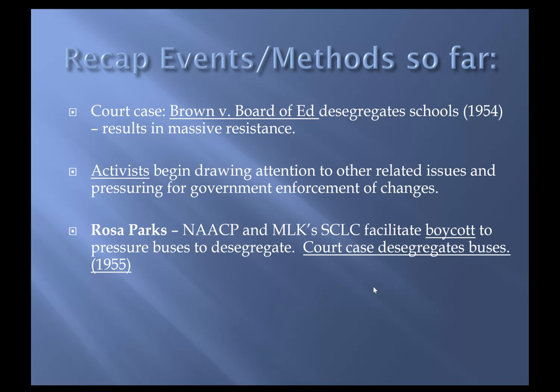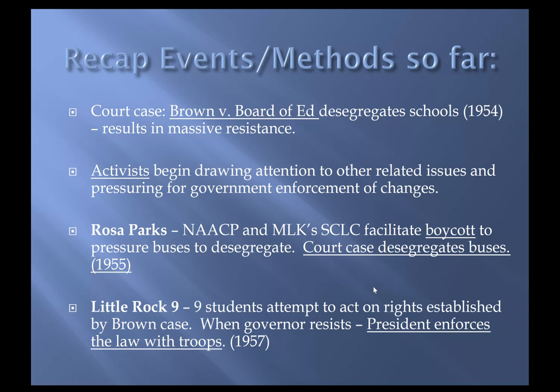So we saw that with Rosa Parks, whose activism with the NAACP and Martin Luther King's organization. He actually creates his own organization called the SCLC, Southern Christian Leadership Conference, to bring churches together in the South. They facilitate a boycott to pressure buses to desegregate. And then the court case desegregates the buses, right? That other court case that we were talking about. And then with the Little Rock Nine, we saw 9 students that attempted to act on the rights established by the Brown case. When the governor resisted, the president enforces the law with troops.